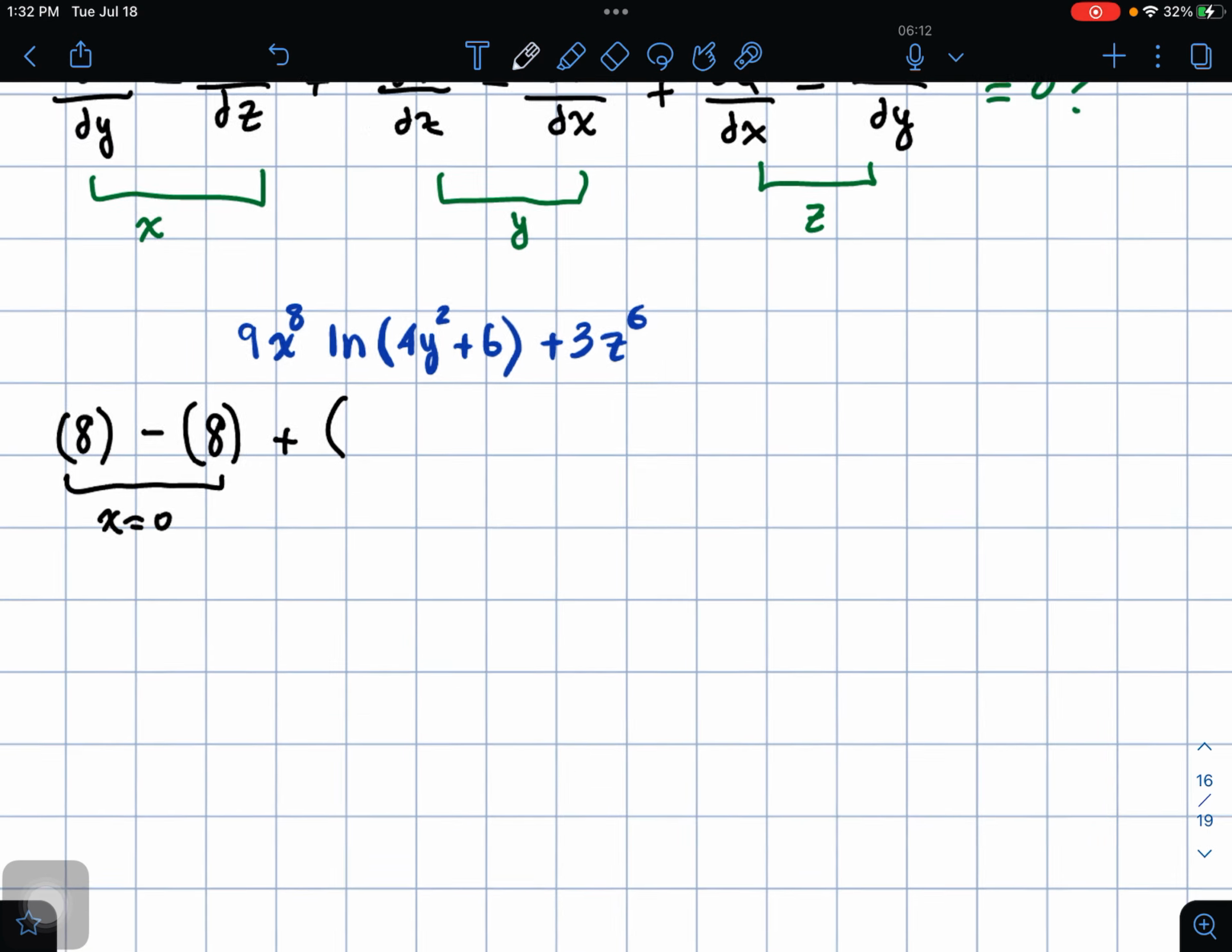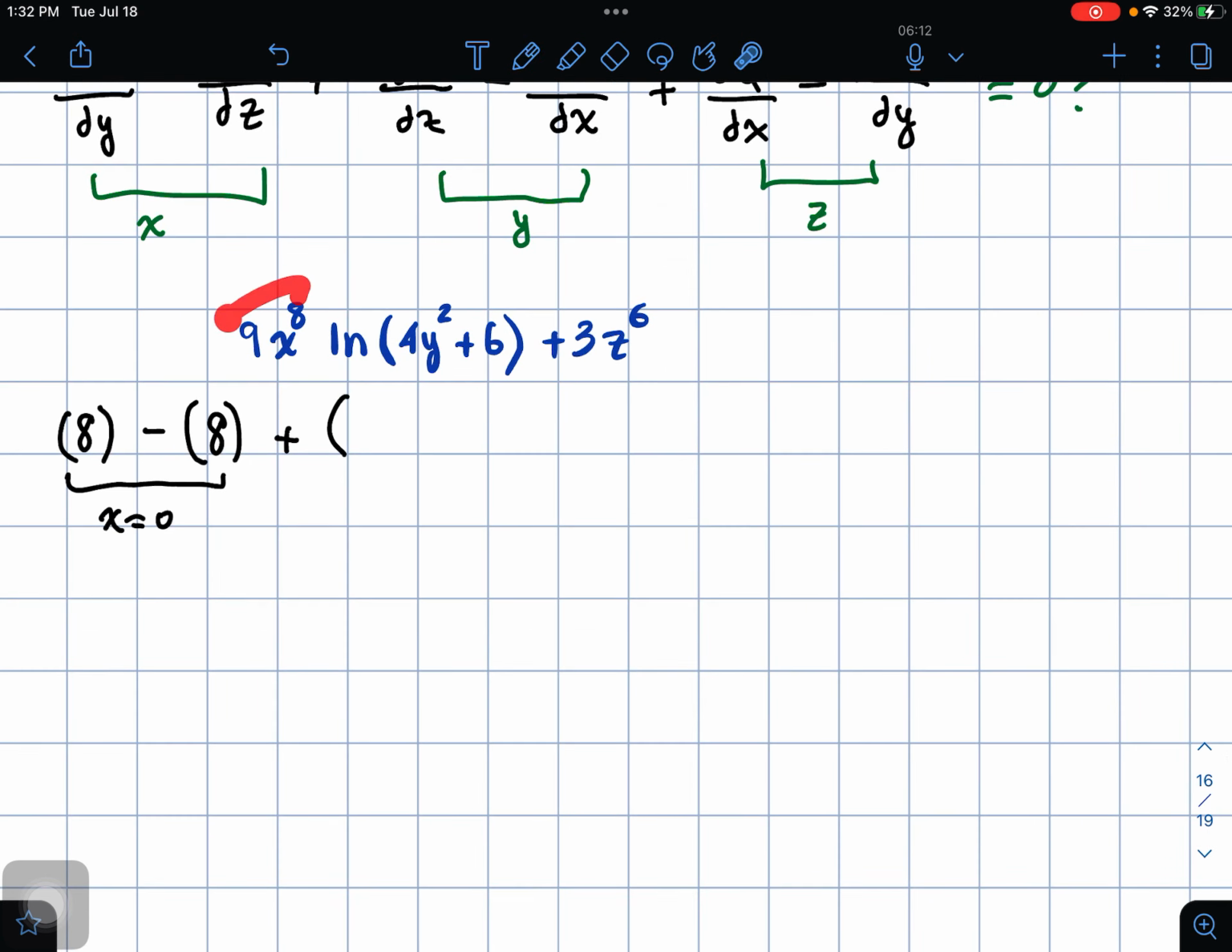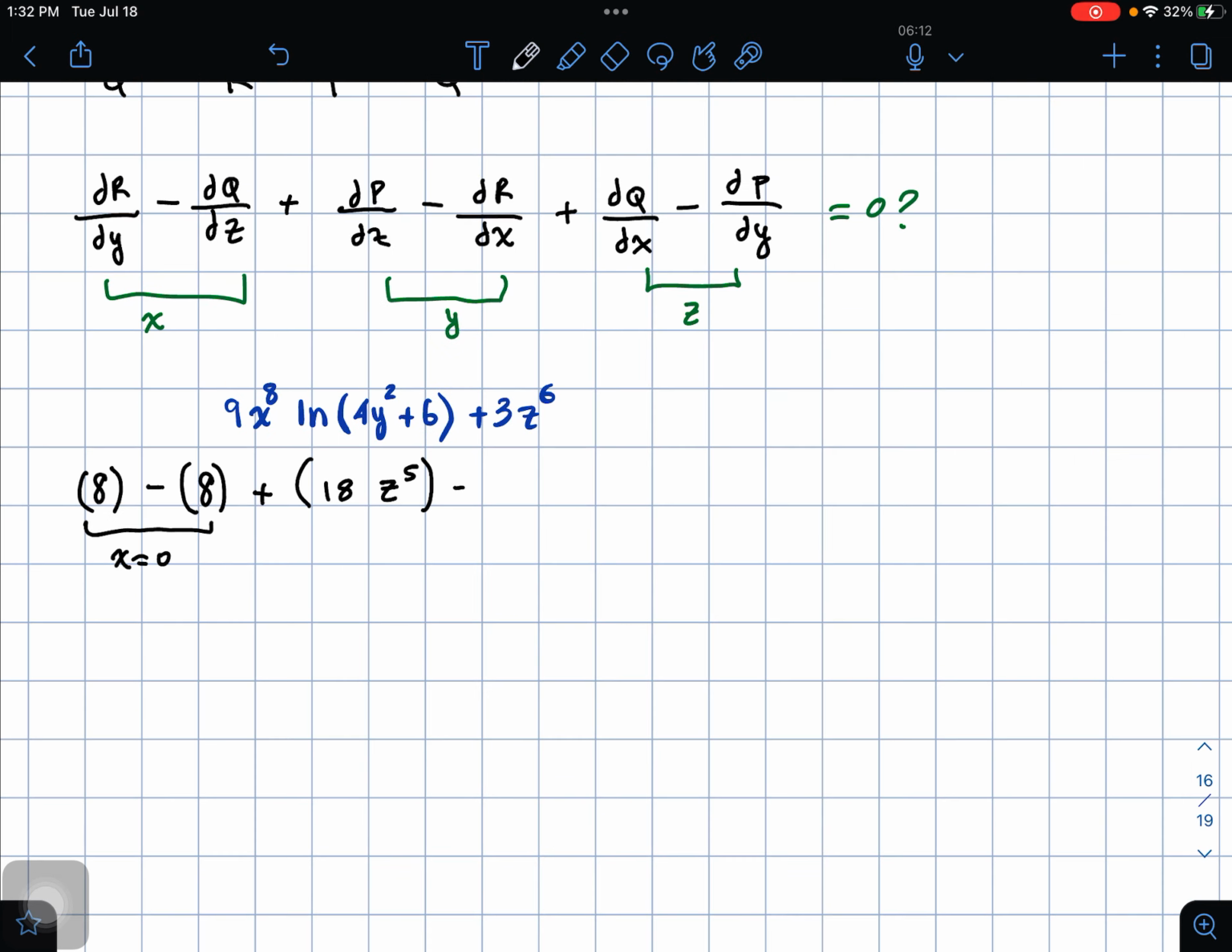Right? So this whole thing goes to 0 because there's no z in it. And this one, you do the power rule, and it becomes 18z to the 5, right? Okay. Then we have minus.